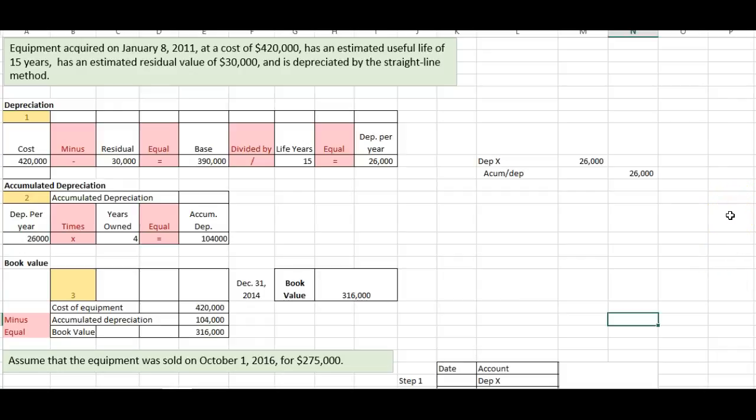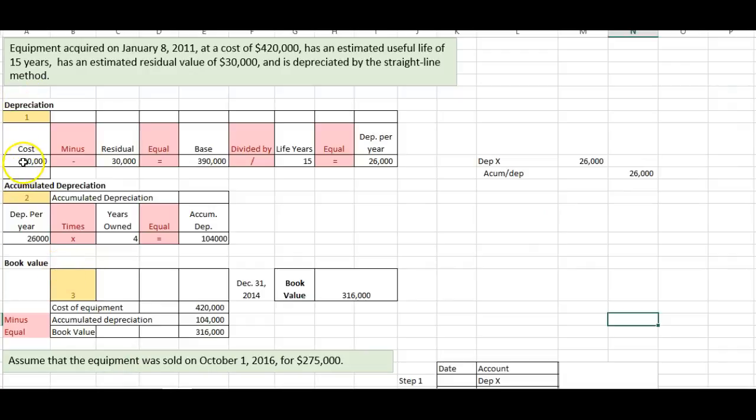But first we have to do a lot of number crunching, so let's get started with what kind of numbers we have here. They give us: we paid $420 for it, we have a useful life of 15 years, and it has an estimated value of $30,000. And it's depreciated straight line. And that's all the information we need.